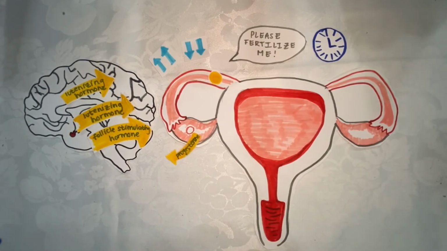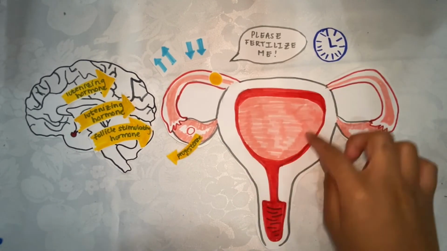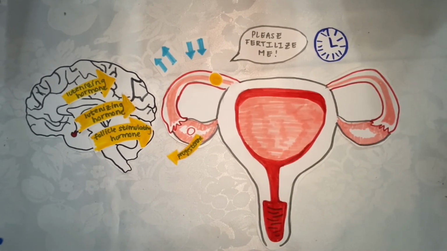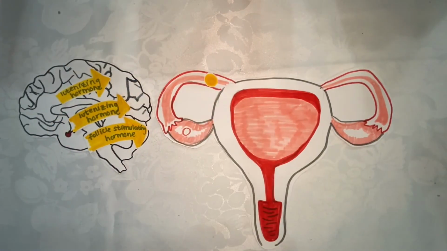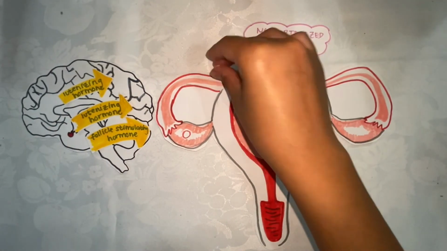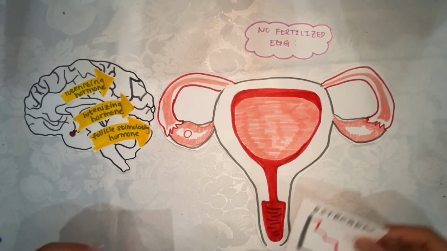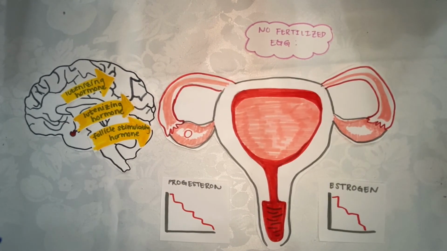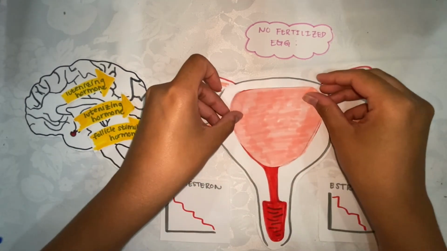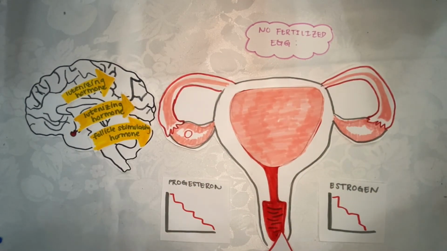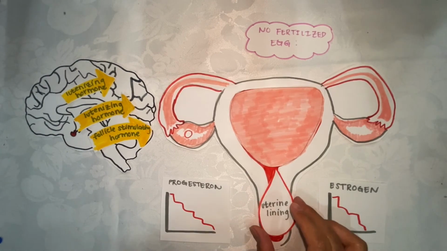The follicle that once held the mature egg now releases progesterone, and this tells the uterus lining to start filling itself with blood and nutrients as it prepares to accept a fertilized egg and prepare for pregnancy. If an egg isn't fertilized, it is simply absorbed back into the body, and progesterone and estrogen decrease while the uterine lining is shed, resulting in a period.